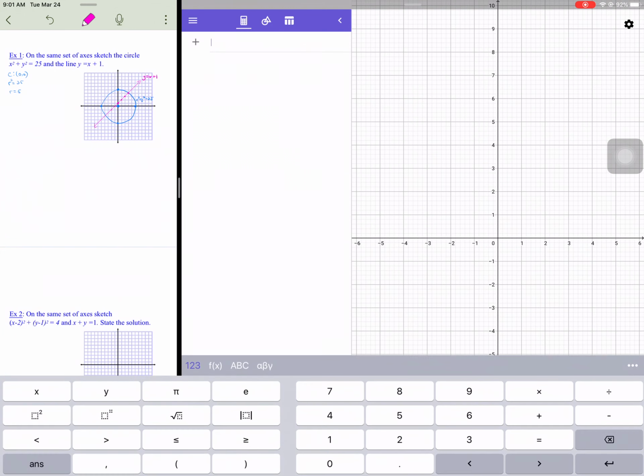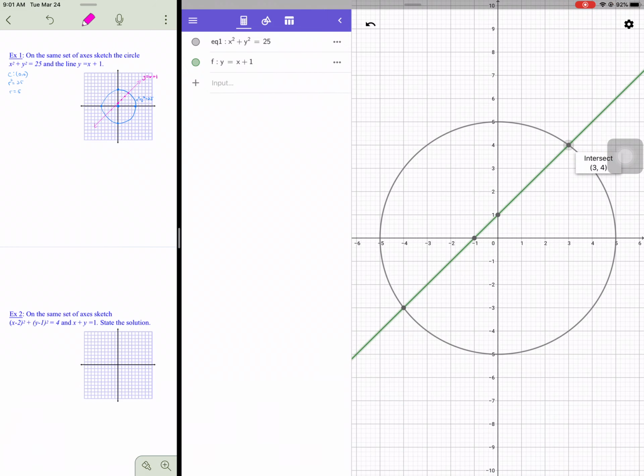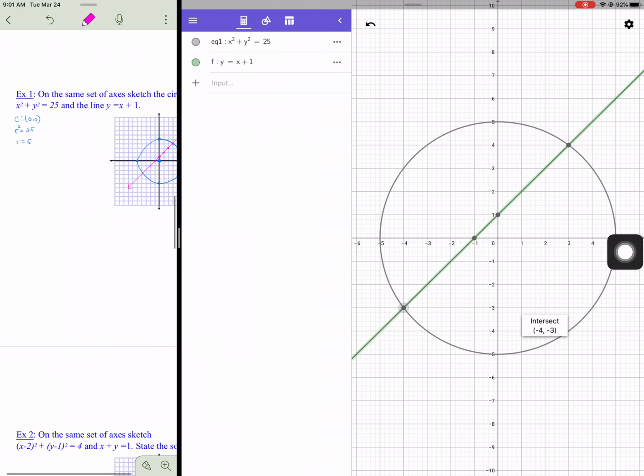So I'm going to graph x squared plus y squared equals 25. And I'm going to graph y equals x plus 1. And now what are the intersection points? I'm going to click. We get 3, 4, negative 4, negative 3. So I'm just going to write those down. We get multiple solutions. 3, 4. It's a point, so put in parentheses. And negative 4, negative 3.